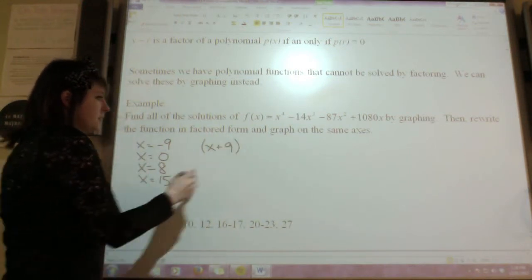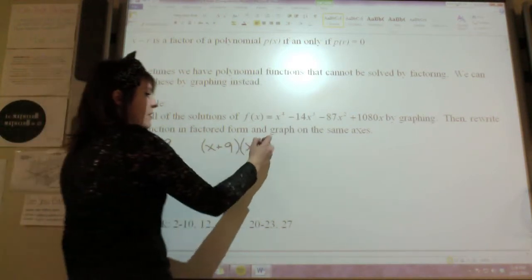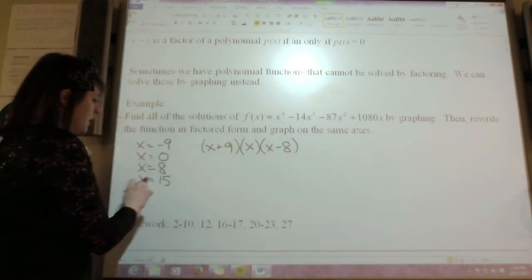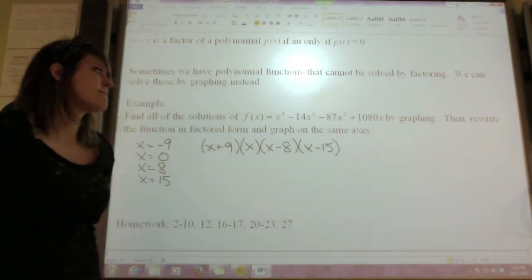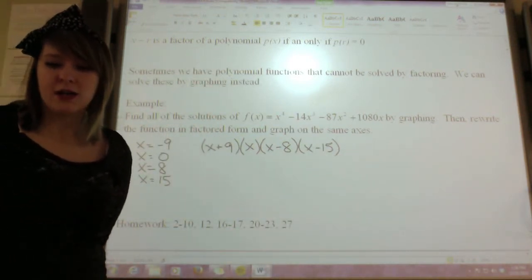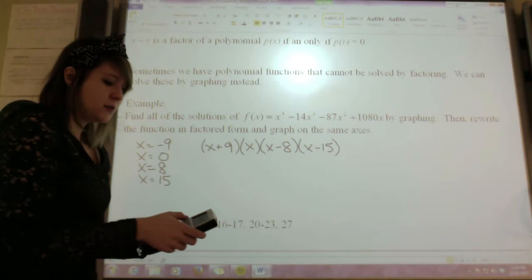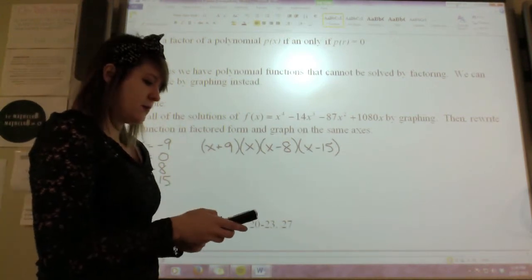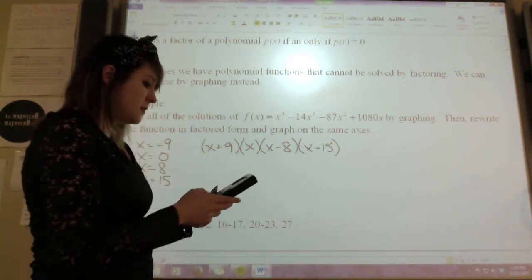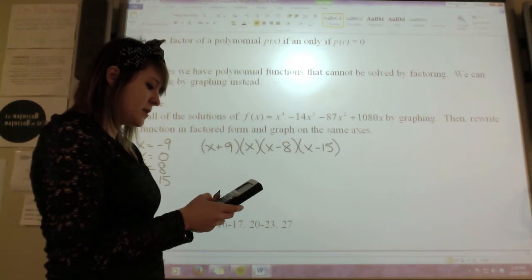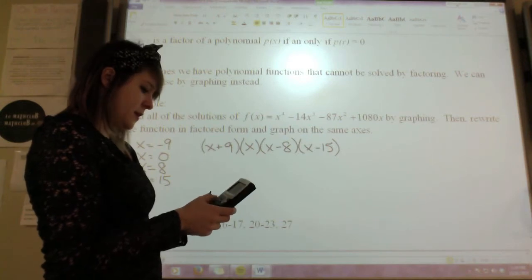This one, x equals 0, I can rewrite that as x minus 0, which is just x. X equals 8, I can rewrite that as x minus 8. And then x equals 15, I can rewrite that as x minus 15. So now I just want to make sure that I have the correct equation, and I'm going to just graph this on the same axis. So on my calculator, I'm going to hit the y equals button, and under y2, I'm going to leave my original function in there, and I'm just going to enter this in for y2. So x plus 9 times x minus 8 times x minus 15.